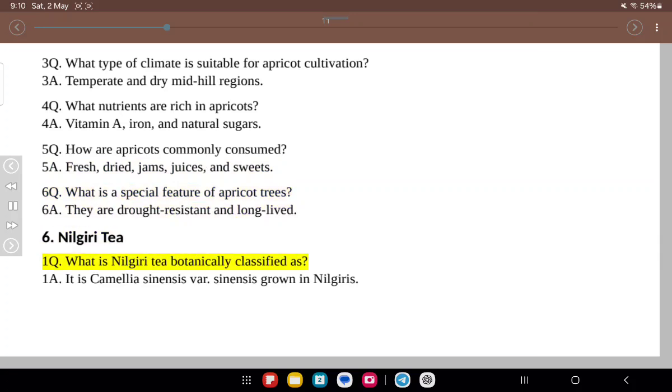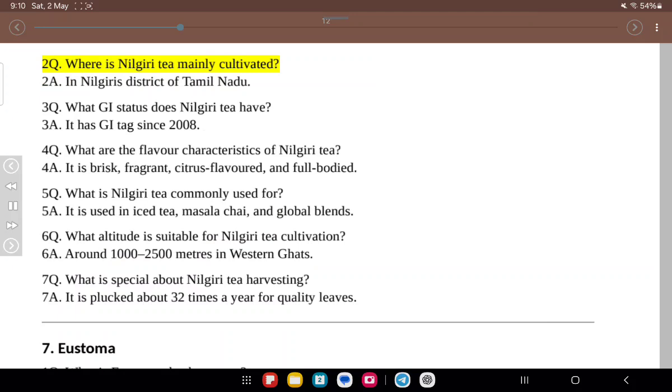6. Nilgiri tea. 1Q. What is Nilgiri tea botanically classified as? 1A. It is Camellia sinensis var. sinensis grown in Nilgiris. 2Q. Where is Nilgiri tea mainly cultivated? 2A. In Nilgiris district of Tamil Nadu. 3Q. What GI status does Nilgiri tea have? 3A. It has GI tag since 2008.